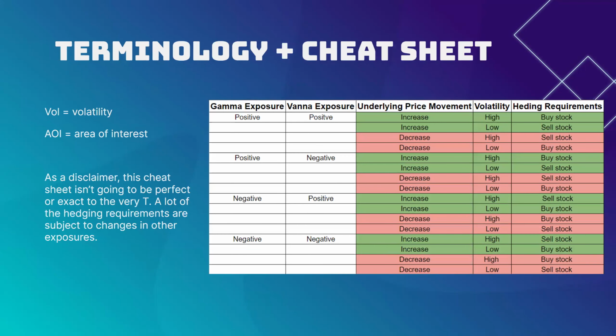Terminology plus the cheat sheet. Vol is short for volatility. AOI is short for area of interest. As a disclaimer, this cheat sheet isn't going to be perfect or exact to the very T. A lot of the hedging requirements are subject to changes in other exposures. However, specifically for gamma exposure and Vanna exposure, this is what we managed to break it down into.